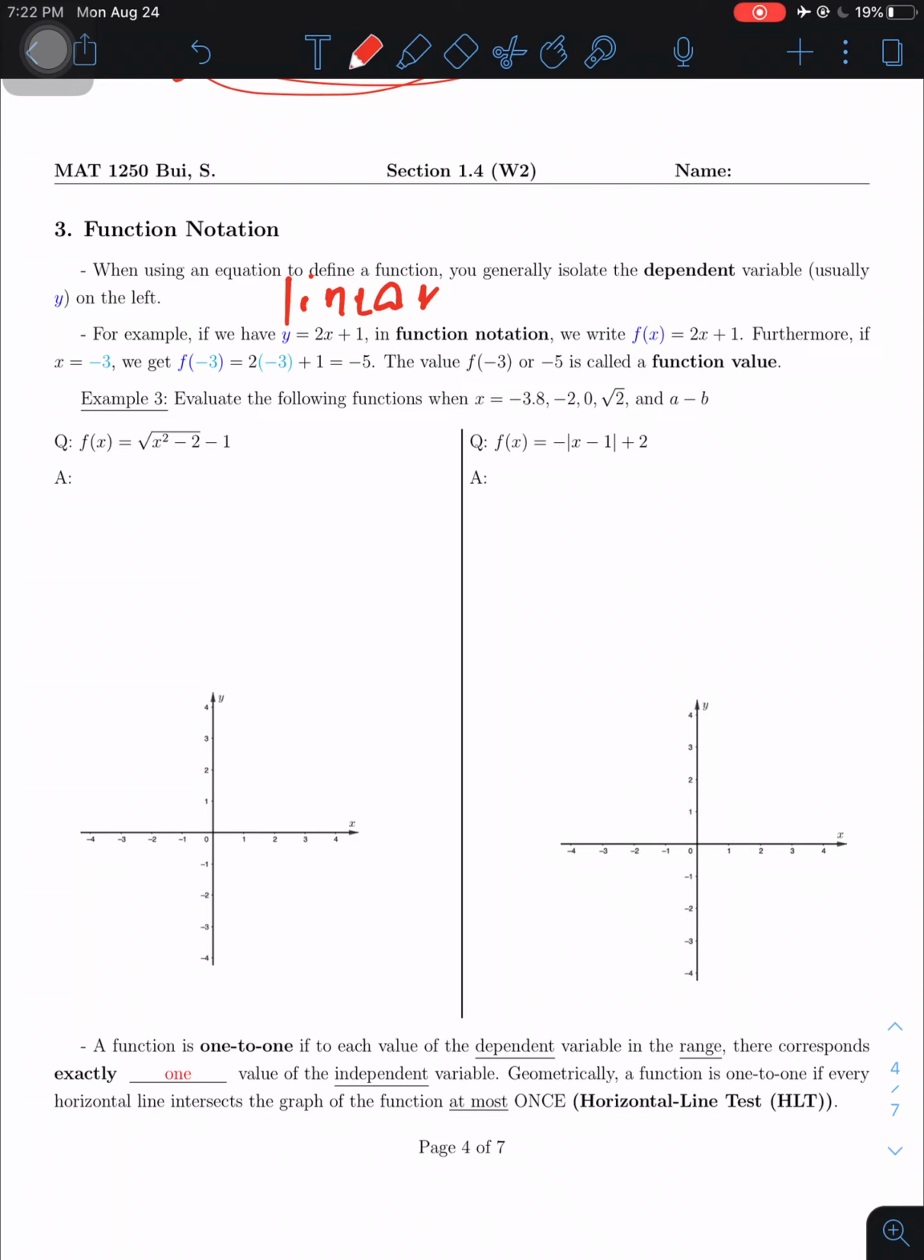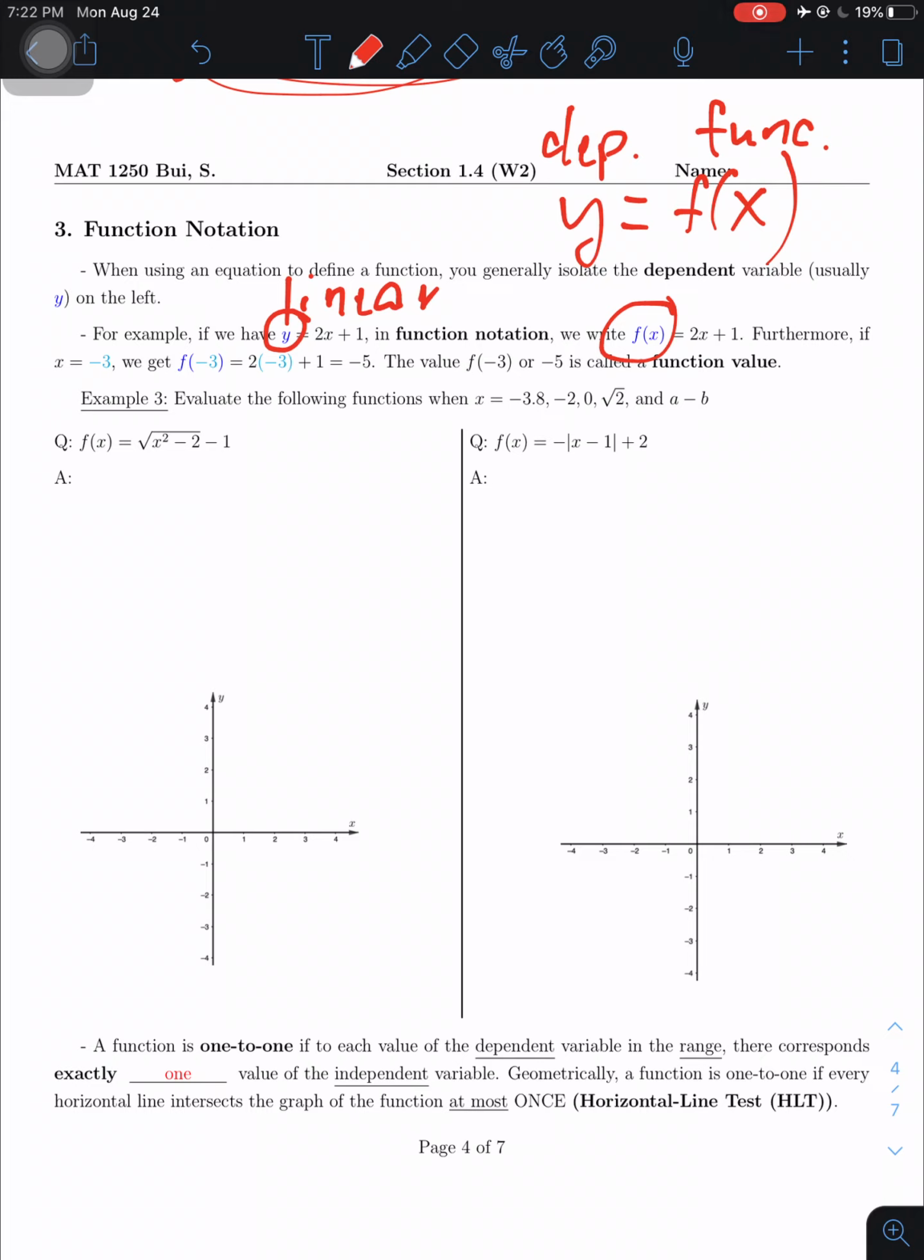Okay, in function notation, we write f of x equals 2x plus 1. If you notice, I put y in green, and in blue, and I also put f of x in blue. Why do I do so? Because y equals f of x. Y is the output, or we call it a dependent variable, but we replace it with f of x. It tells us that y in here is a function of x. F in here is a word for function. It's a shortcut for function. That's why it's f.